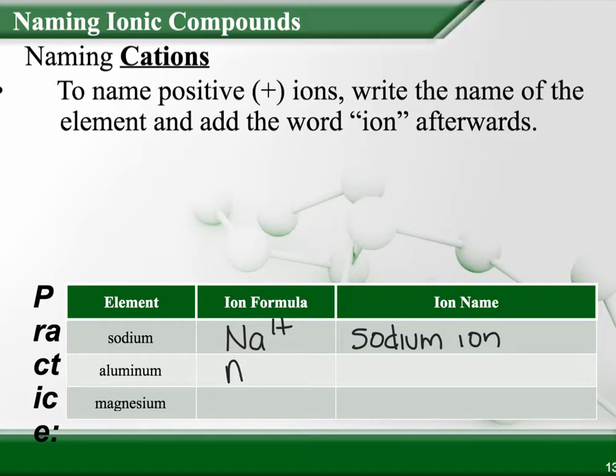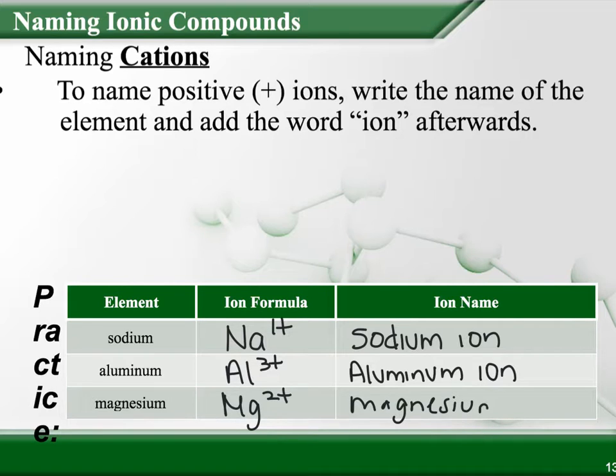Looking at aluminum, what's happening with aluminum is that it loses 3 valence electrons, becomes a +3 charge. And we would write out aluminum ion for its name. And then magnesium. Magnesium is going to lose 2, so it becomes 2 positive. And it's a metal, or a cation, so we would just name it magnesium ion. Alright, so that is the simple cations.